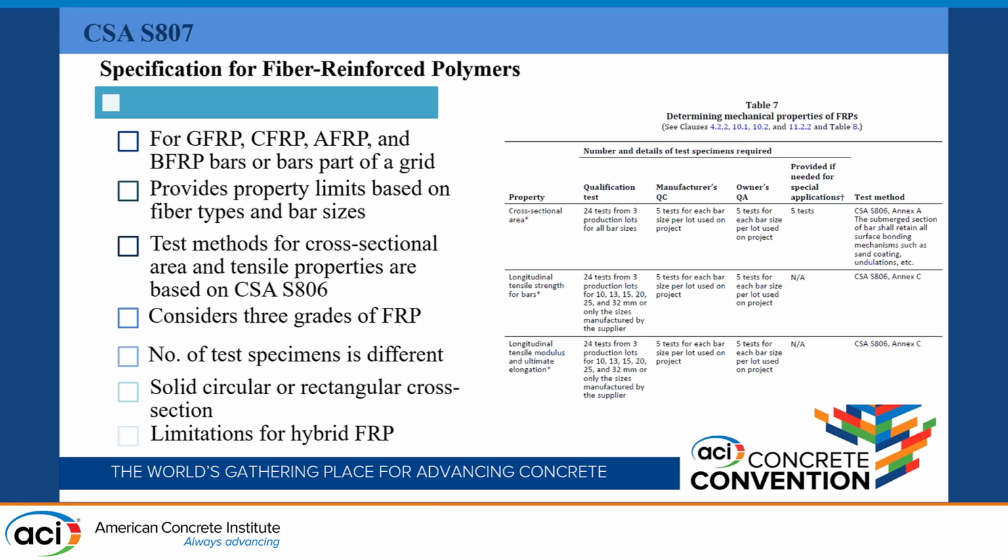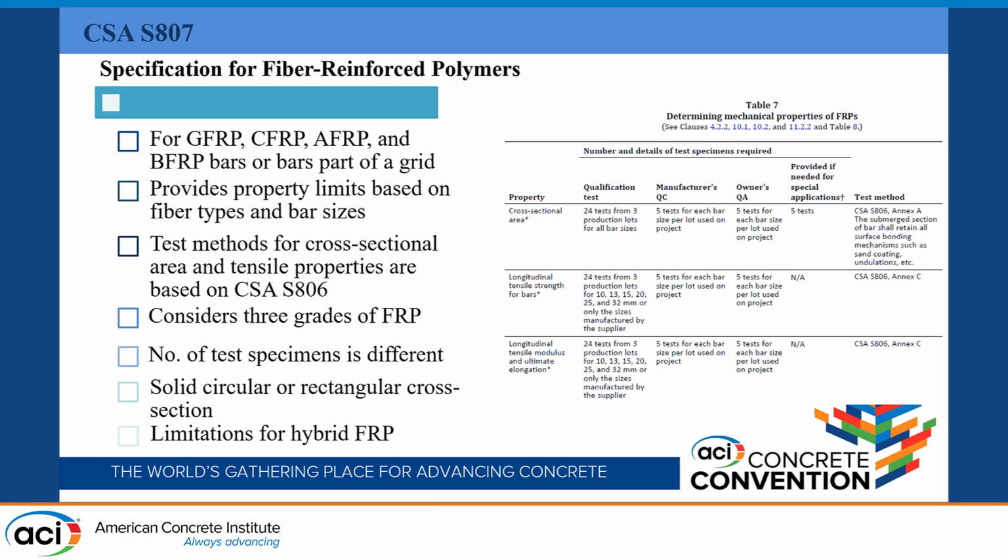And let's go to the next one. The next document is from Canada. This one covers more fiber types: GFRP, CFRP, AFRP, BFRP. G is for glass, C is for carbon, A for aramid, B for basalt. It provides property limits based on fiber types. So there will be no minimum for all types. So if it's PFRP, it has unspecified limits. And one difference is in the grade. It has 3 different grades, but in ASTM for now we have 1. Later, hopefully we will have 2 grades.